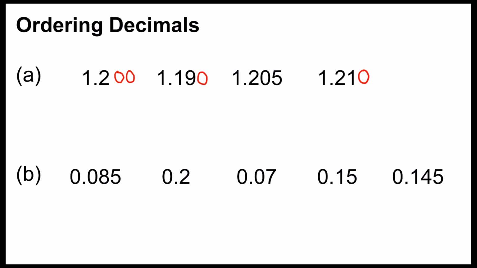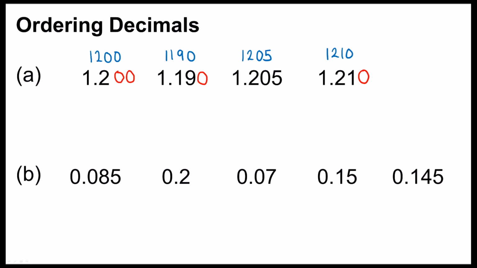Now that all of my numbers have 3 digits after the decimal point, I can start to think about which one's biggest and which one's smallest. The next thing you want to do is write each of the numbers as if they had no decimal places in. So the first number would become 1200, the second number would be 1190, the third number 1205, and the last number 1210.